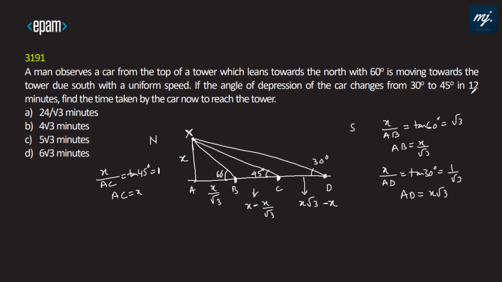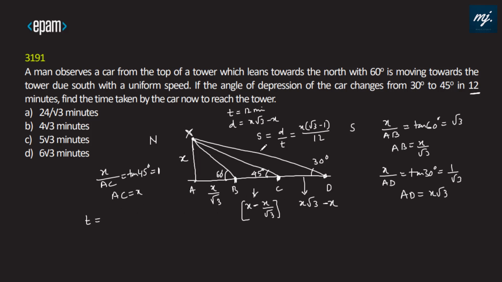Now it is given that in 12 minutes the car has traveled this distance. So in 12 minutes, the car has traveled a distance of x root 3 minus x. That means the speed of the car is given by distance upon time. Speed is equal to distance upon time, that is x into root 3 minus 1, by 12. Can we call it x into root 3 minus 1 units per minute? That is the speed. Now what will be the time taken by the car to travel this distance?